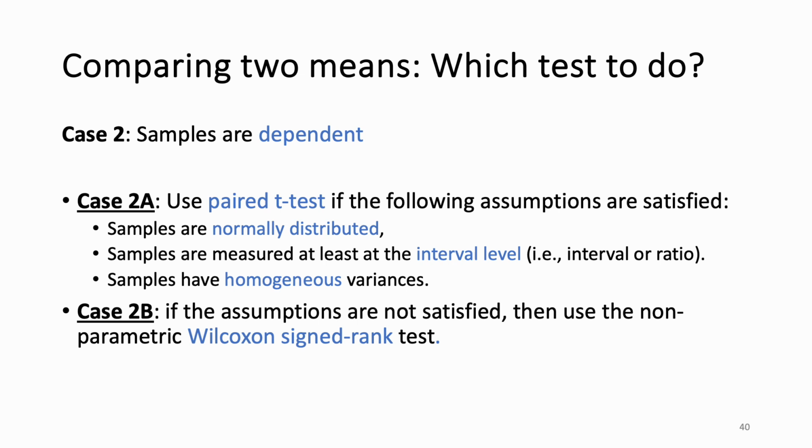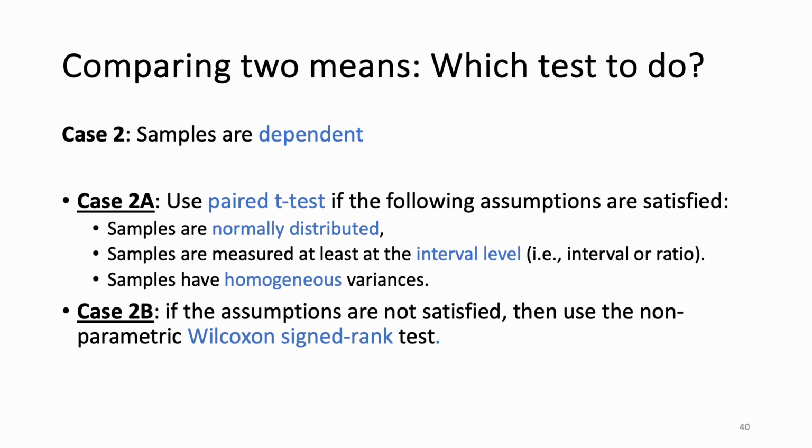Similarly, for case 2, when the samples are dependent, we also have two subcases, case 2a and case 2b. First of all, we can use the paired t-test if the following assumptions are satisfied. Again, here we have the same assumptions: the samples are normally distributed, the samples are measured at least at the interval or ratio level, and the samples have homogeneous variances. If these assumptions are satisfied, then we can run the paired t-test, which is for the dependent samples.